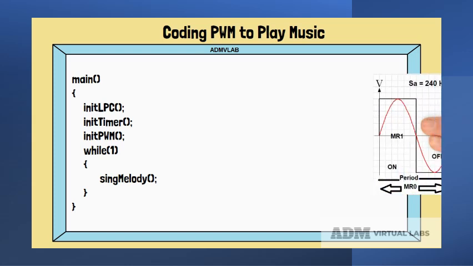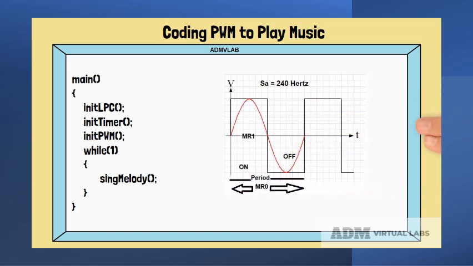Every musical note has a fundamental frequency. Note SA has a fundamental frequency of 240 Hz. This means the music signal will oscillate 240 times per second. If 240 oscillations takes 1 second, then one oscillation of the note defines the period of the note.